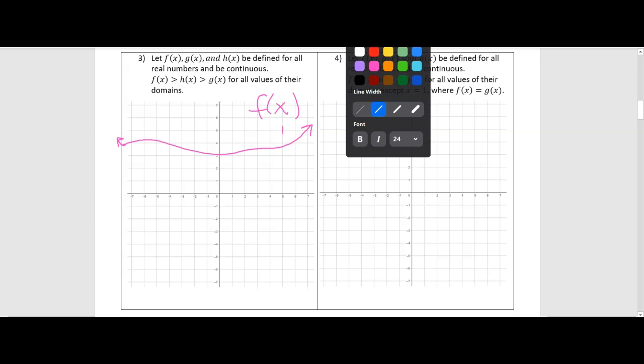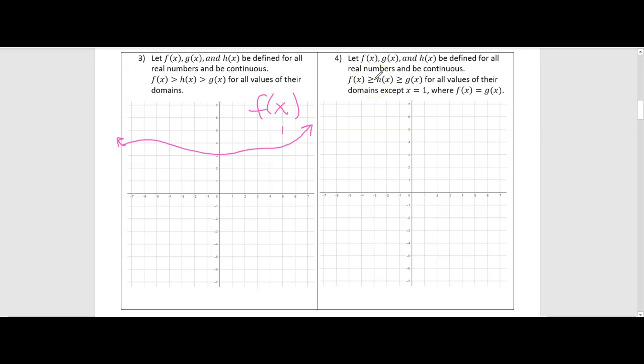So number 3 says, now we have 3 functions. So we have f of x, g of x, and h of x. Again, they're all defined for all the real numbers, and they are continuous. And f of x is greater than h of x, which is greater than g of x for all values of their domains. So same idea as number 1, except we have 3 functions now. So I'm going to draw f of x again up here. Let's put, we'll just make h of x a constant function. How about that?